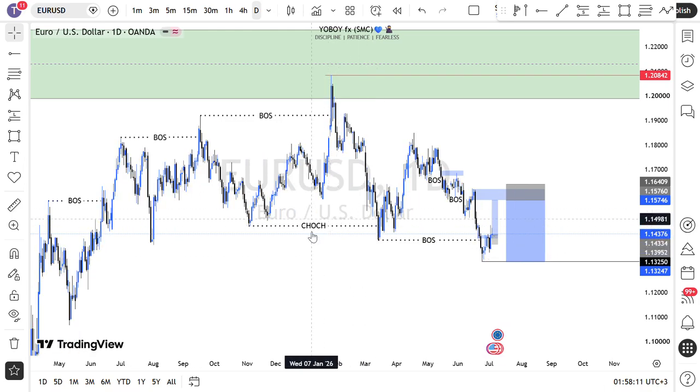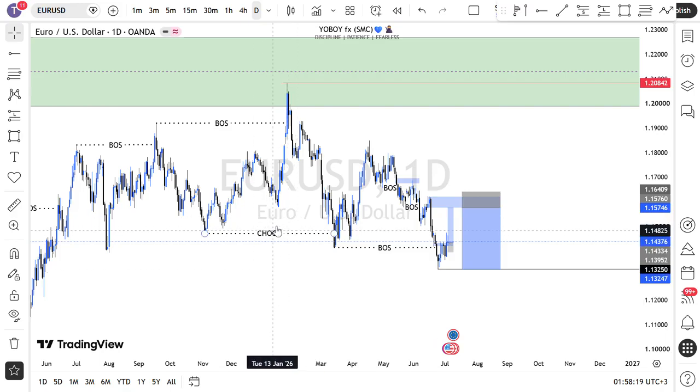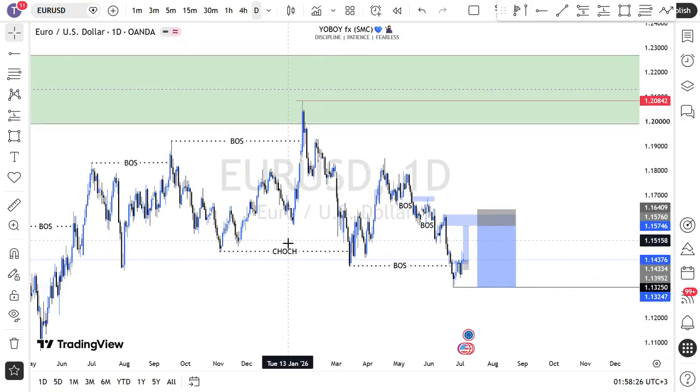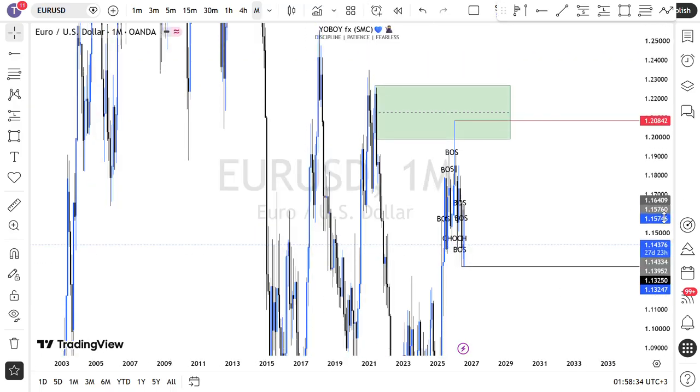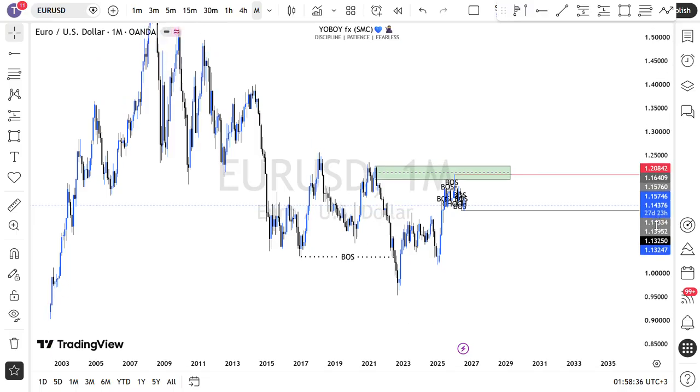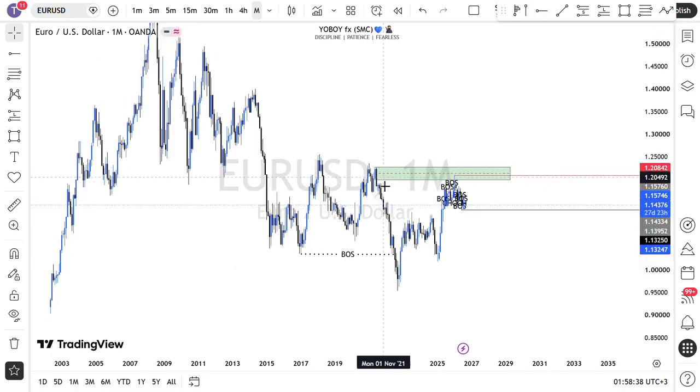Then later on, we had this low being taken out, the low that formed the last break of structure, and that confirmed to us that we have change of character to the downside. So the change of character was formed after the price tapped into the monthly order block, which was obtained from this area here. So you can see clearly for those who have not been following our analysis. So this is the monthly order block.